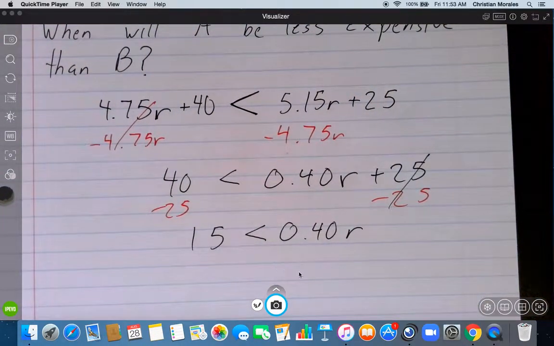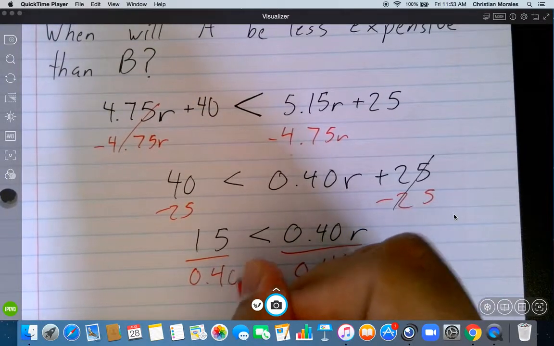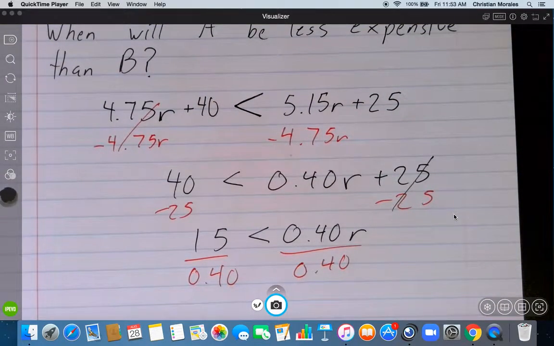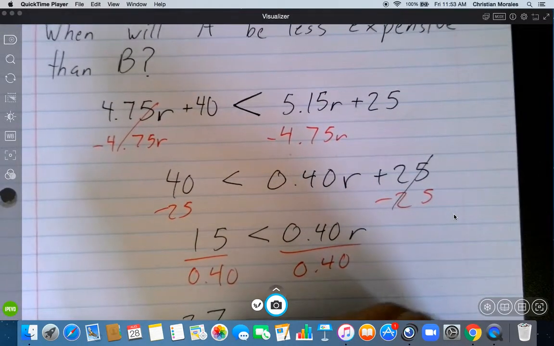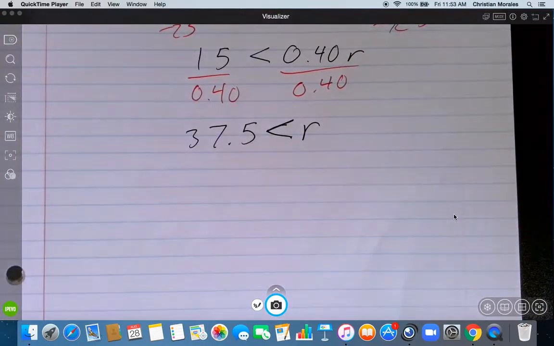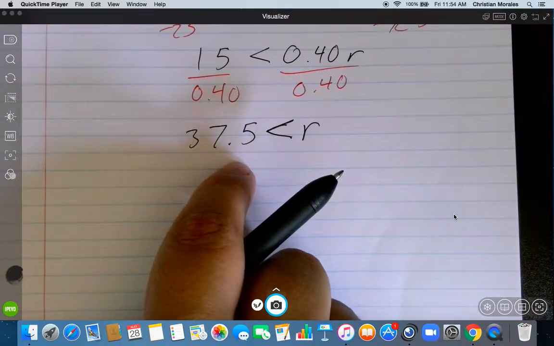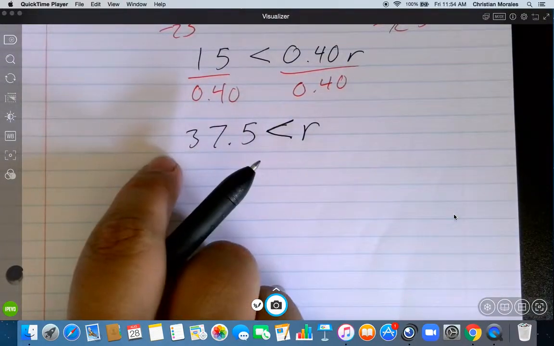Okay, now I'm going to use Desmos. Actually, I'll use my phone real quick. Give me a second. I'm going to divide 15 divided by 0.40 because I want the R by itself. And I get this answer. So let me show you that. Okay, so what does this mean? This means you would have to buy 37.5 flowers for option A to be cheaper.